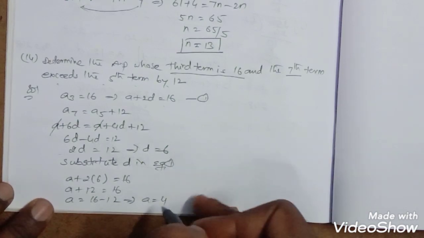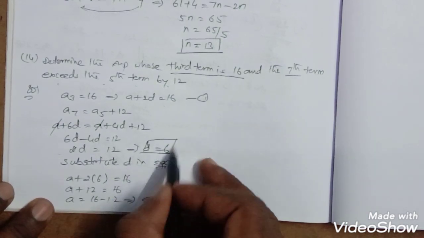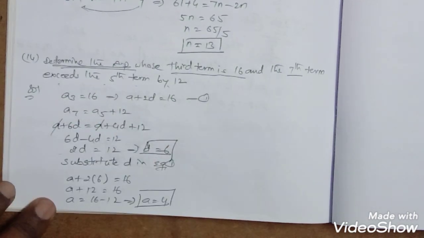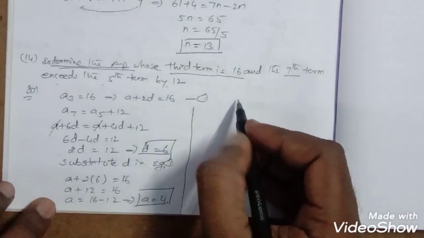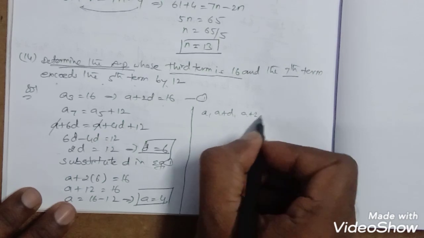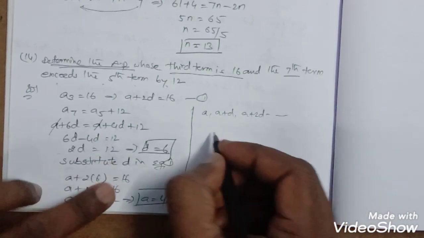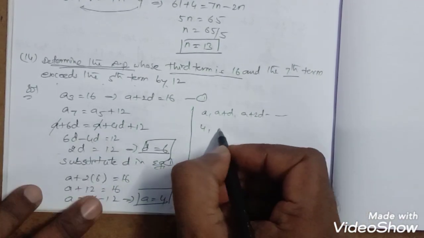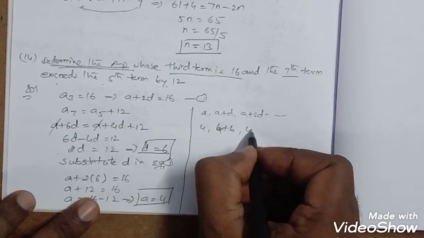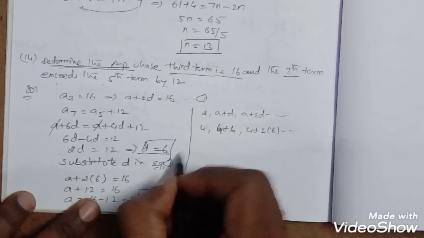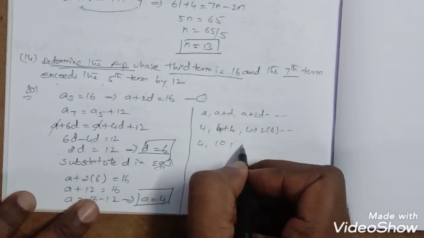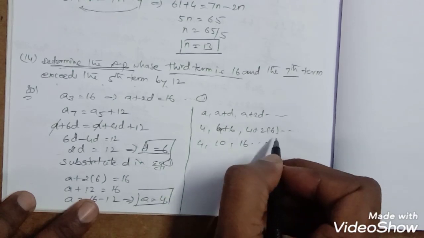So after getting the value of a and d, you have to determine the arithmetic progression. Means you have to find the series. Now how to find the series? As per the formula, the series is nothing but a, a plus d, a plus 2d and so on, right? Now your first term is 4. Second term is 4 plus 6. Next third term is 4 plus 2 into 6 and so on. So you'll get here 4, 10, then 12 plus 4 is 16, and so on.